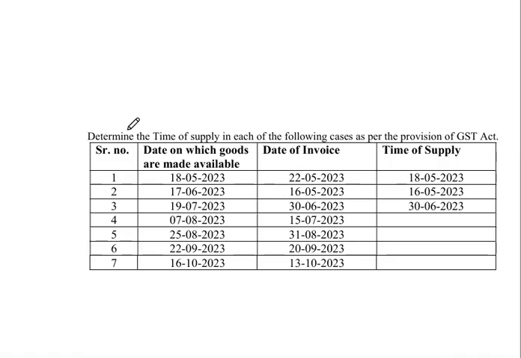The right answer will be 16th May 2023. The next transaction: 19th July 2023 is the date on which goods are made available. So this is the last date of issue of invoice, the due date of invoice we can say, and the actual date of invoice is 30th June 2023. From both, whichever is earlier we have to take, therefore the answer is 30th June 2023, as given here.